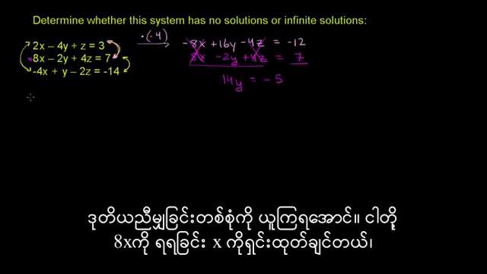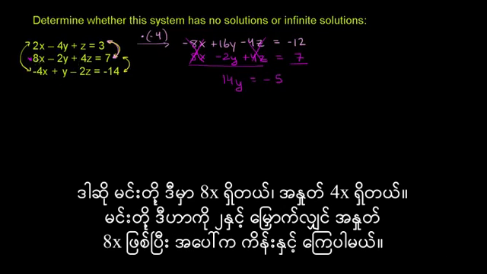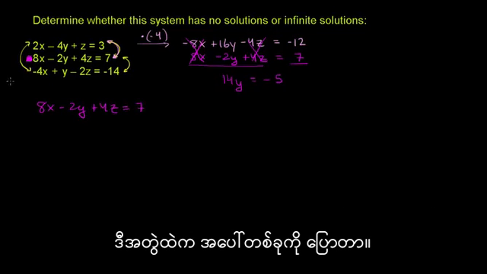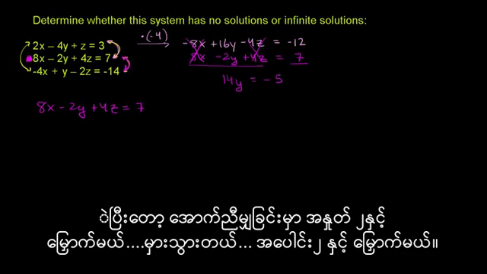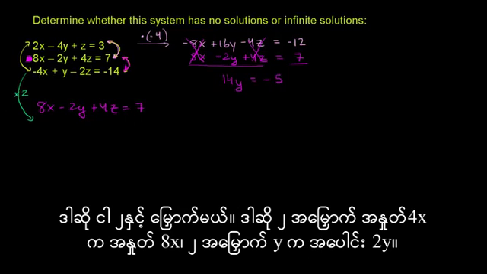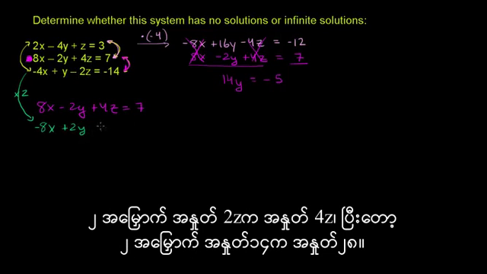Let's take the second pairing right over here. Once again, you have an 8x here and a negative 4x here, and we want to eliminate the x's. If you multiply the bottom equation by 2, the negative 4x becomes a negative 8x, and it can cancel with the top one. The top equation is 8x minus 2y plus 4z is equal to 7. And this bottom equation, I'm going to multiply by positive 2. Negative 4x times 2 is negative 8x. 2 times y is plus 2y. 2 times negative 2z is negative 4z. And 2 times negative 14 is negative 28.